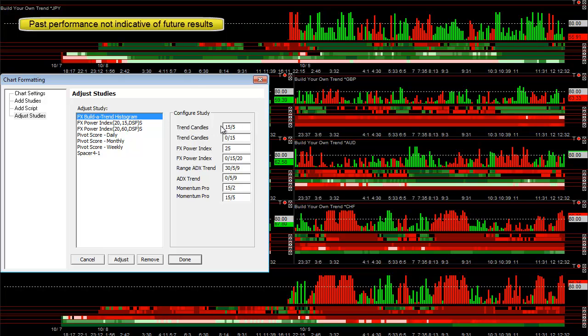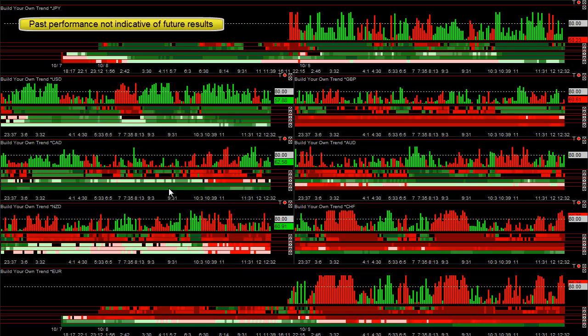Some of the tools measure the percentage of currencies, in this case the yen, going up or down versus the rest of them, and other ones such as ADX Trend, Momentum Pro, measure the intensity of that trend. So anytime it's at or above the 80 level, it means that basically 75 to 100% of yen pairs are going up or down, depending on if it's red or green, and it's also doing so with incredible intensity. And those trends tend to continue.